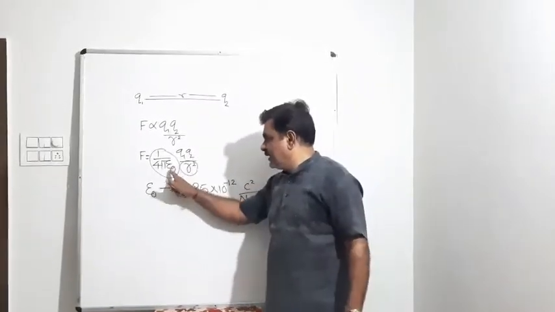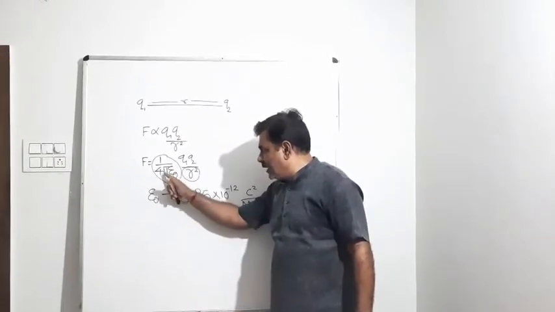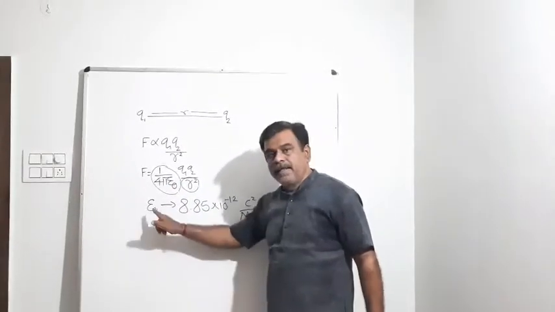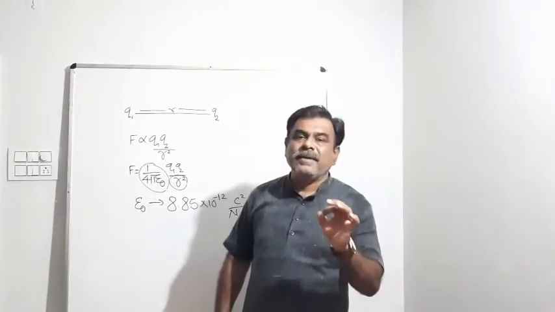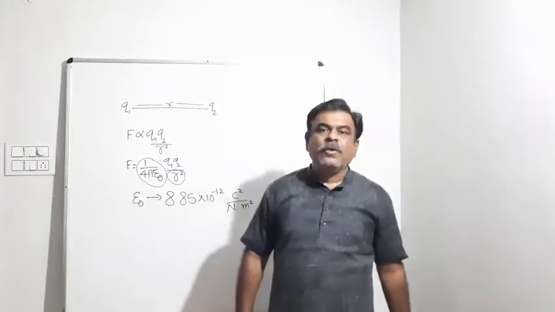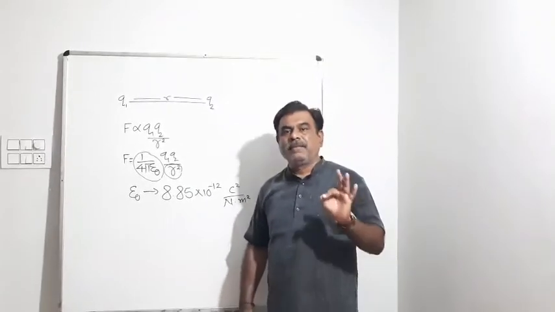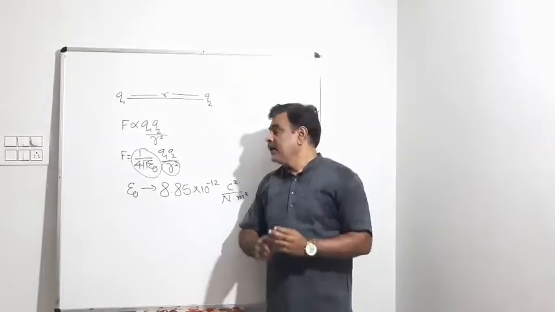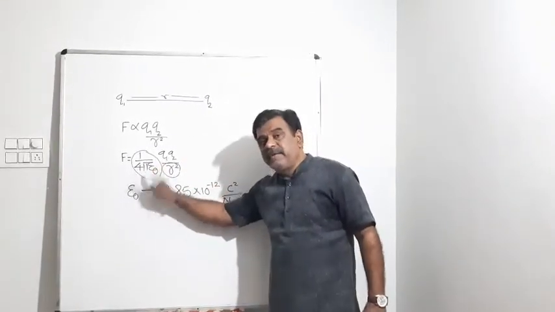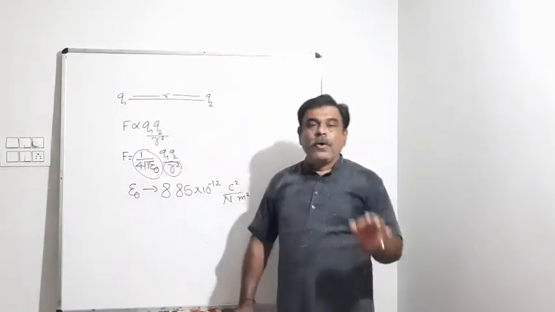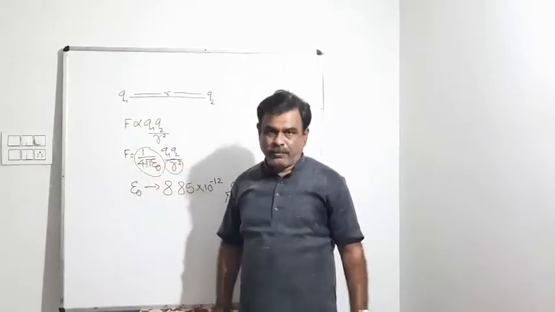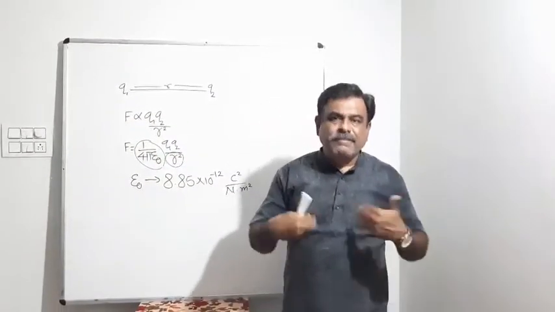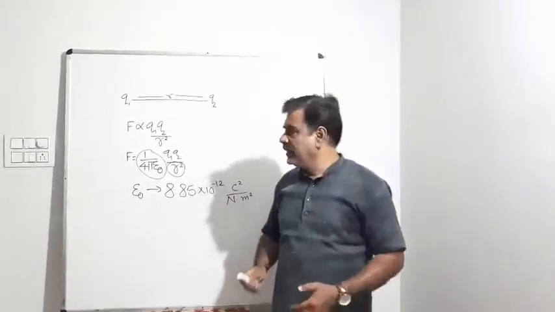Another difference: here I have written 1 upon 4 pi epsilon 0, and epsilon 0 I have identified as the electrical permittivity of free space. This means the equation is applicable only when two charges are separated by some distance in vacuum. If they are in some medium, then the equation will change.